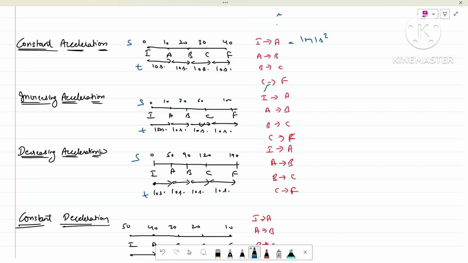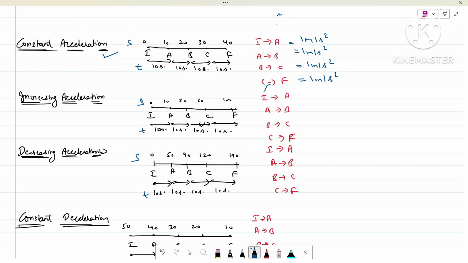From A to B again, change in speed is 10 and time taken is 10, so again 1 meter per second square. From B to C, again 1 meter per second square. From C to F, again 1 meter per second square. We can see that in each part, acceleration remains the same. So we can say the object is moving at constant acceleration. Speed is increasing, but the acceleration is constant.